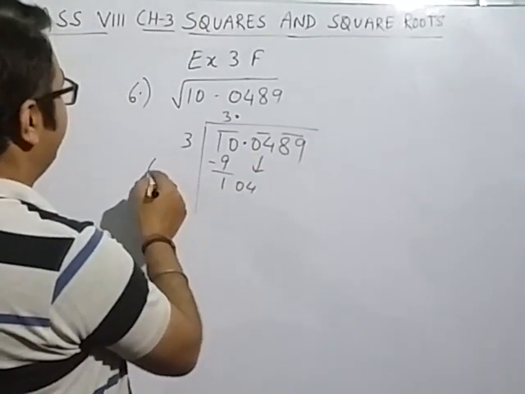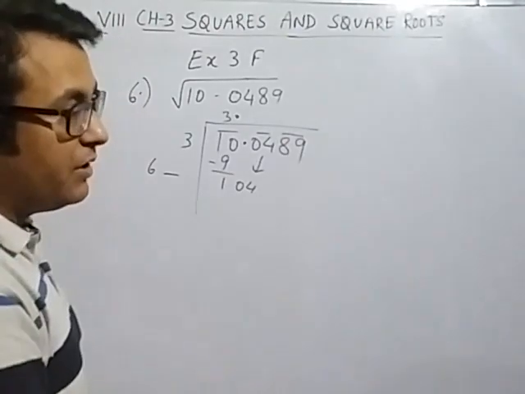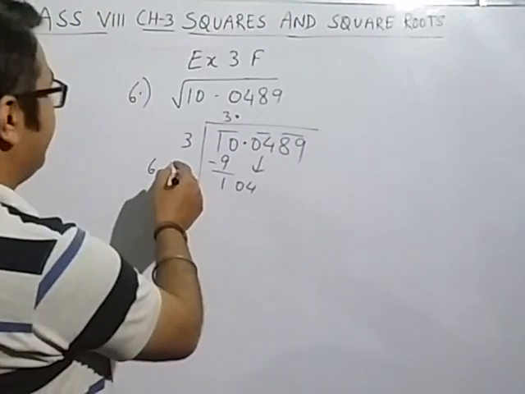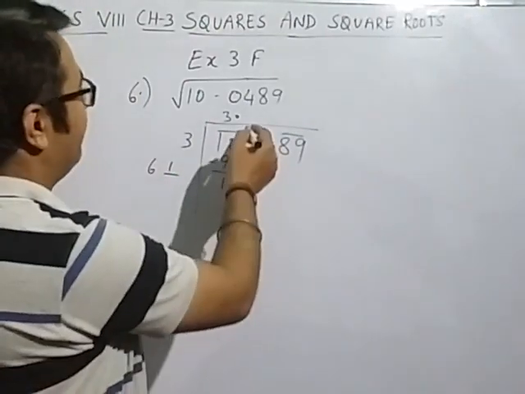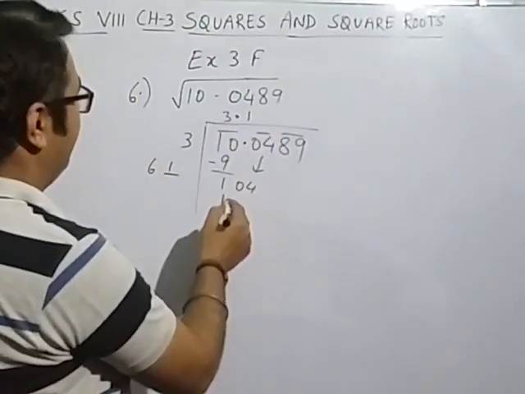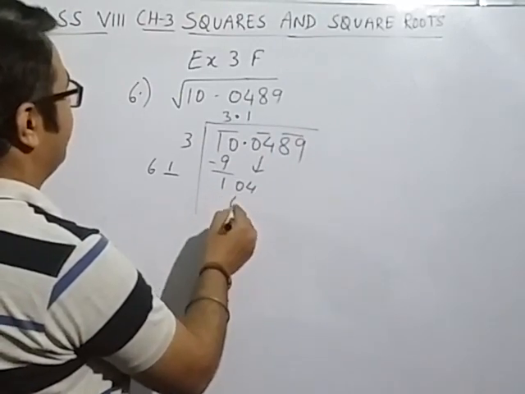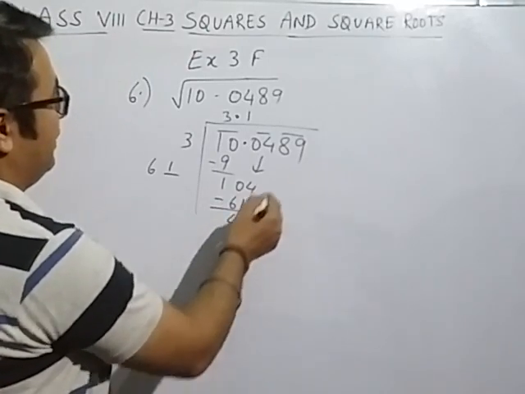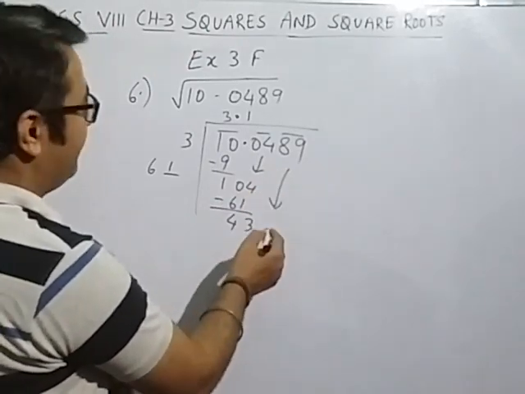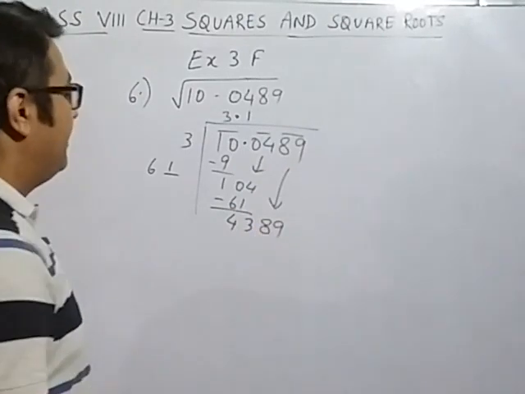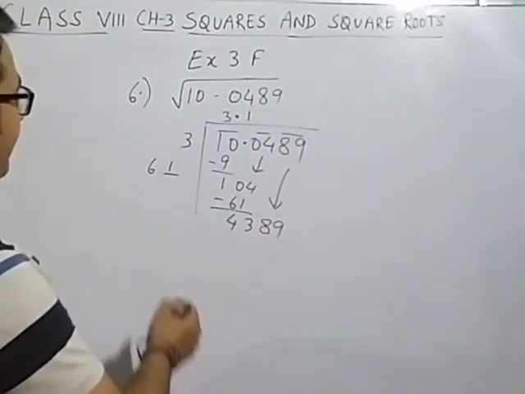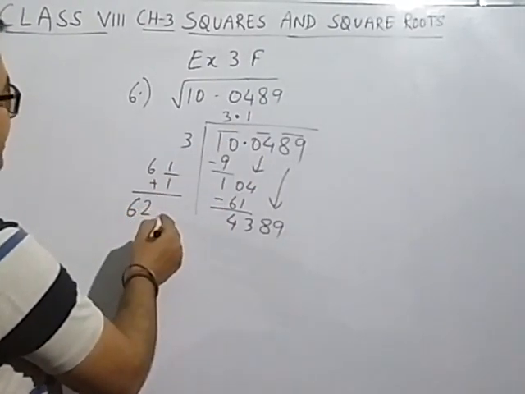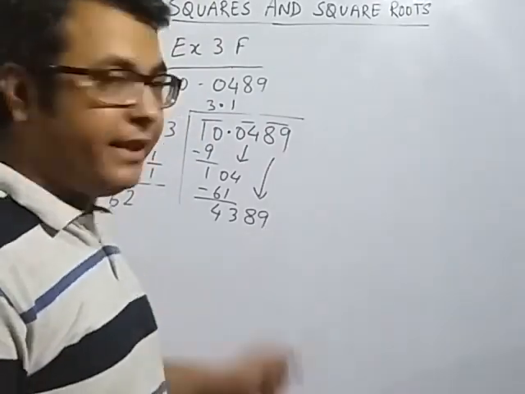Now double of 3 is 6. Along with 6, which number should we take so that the product is 104? We will take 1. 61 1s are 61. 62 2s will be more than 104. That is why I have taken 1. 61 1s are 61. Let us subtract, 4 minus 1, 3. 10 minus 6, 4. Now bring down the next pair, 89. Now the number is 4389. Now I will add this 1 to 61. It became 62.